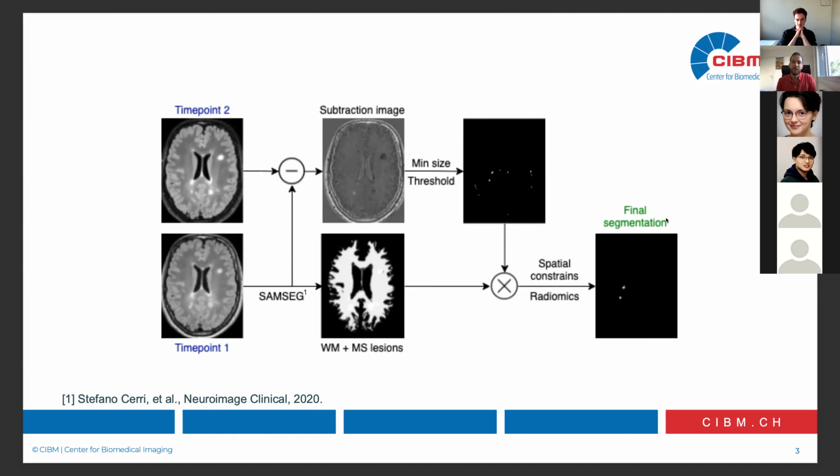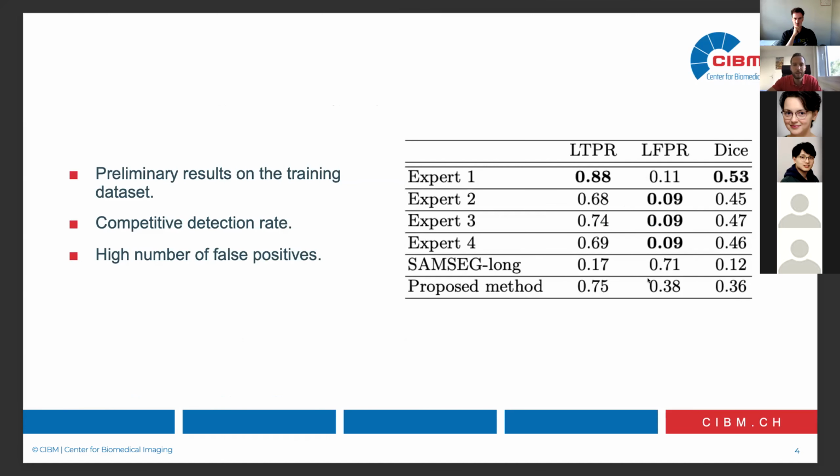And finally, we have some additional spatial constraints and radiomic features, such as the sphericity and the contrast of the lesions, which actually helped us, partially at least, reduce the false positives. And this is at the end our final output. So looking at some preliminary results, those are part of the training set.